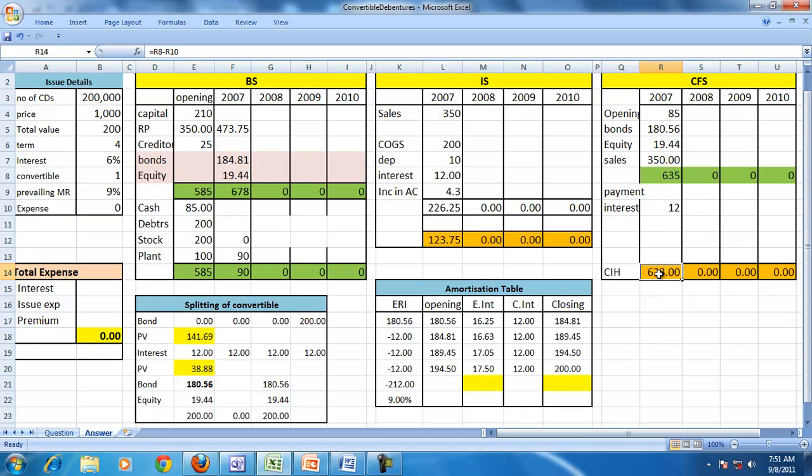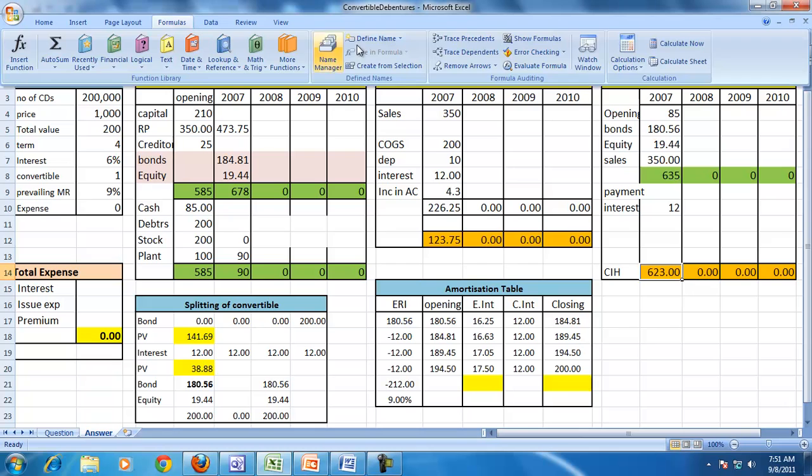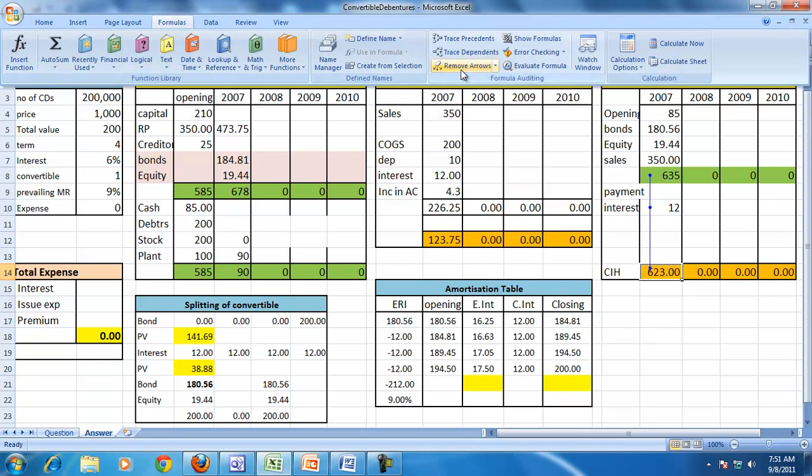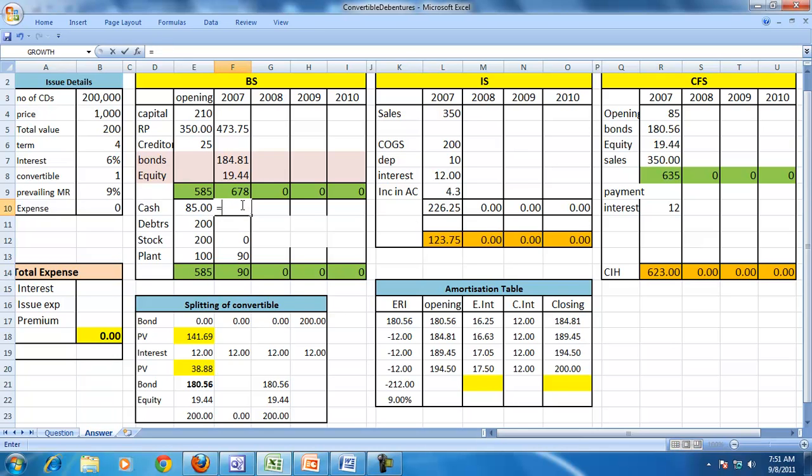So therefore cash in hand is equal to 635 minus 12, and that becomes the cash in hand for the balance sheet, 623. No change in the capital, no change in the creditor, no change in the debtor, and no change in the stock except the sale. So your balance sheet tallied.